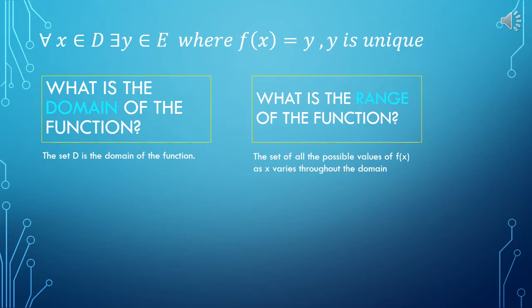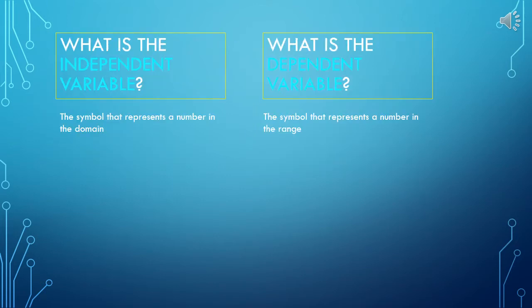The range of the function is the set of all the possible values of f of x as x varies throughout the domain. The other two concepts that are related to functions are independent variable and dependent variable. What is the independent variable? It's the symbol that represents a number in the domain. And what is the dependent variable? It is the symbol that represents a number in the range.